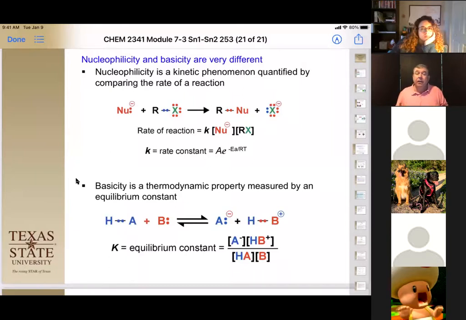Basicity and acidity are equilibrium. We measure that at equilibrium, so it's not about the kinetics of the system. That's a major difference between the nucleophilicity of a system and the basicity of a system. The basicity of the system is where we measure our equilibrium constant. We measure our pKa's basically at equilibrium. So it's a completely different way to look at it. Nucleophilicity is kinetic. Because we're at equilibrium, basicity is thermodynamic.